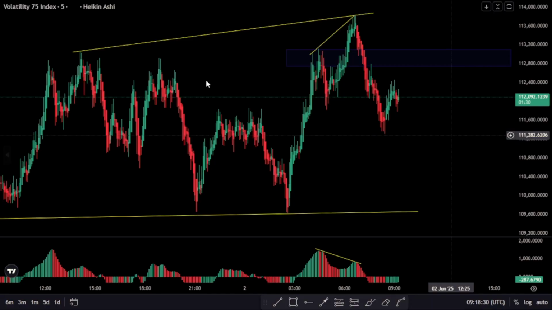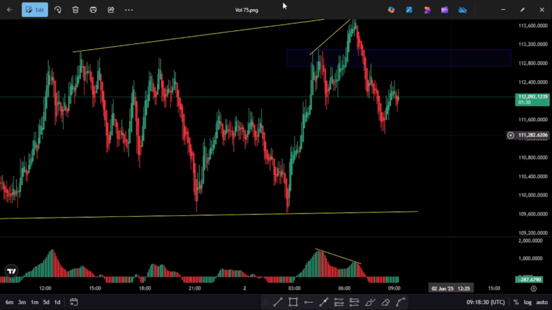So you can see volatility 75. We had this structure. We had here our break of structure, change of character. We're looking for the market to tap this zone, and then we can start selling. Definitely you can see our QM, our awesome oscillator is giving us divergence over there.